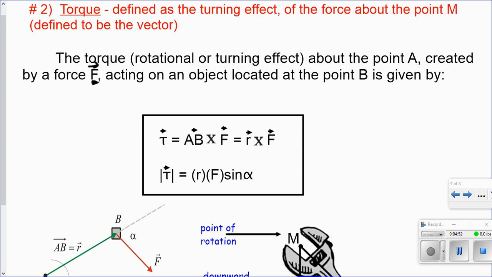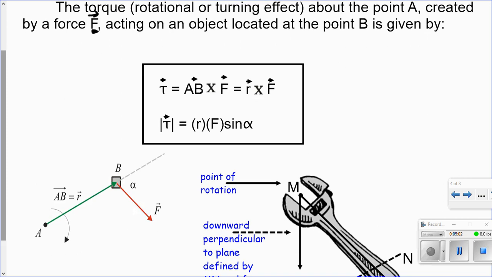Torque is given by the following: it's the cross product of the displacement vector, the distance between points A and B, multiplied by the force that I'm applying. So if I have a situation where I've got point A and point B, I find the vector r between points A and B, and then I take a cross product with the force. So this force vector is being applied to this displacement vector by way of a cross product, and it generates a torque.